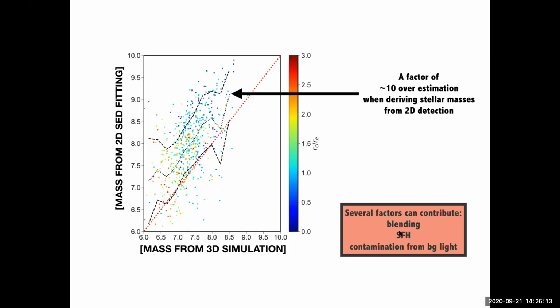And also, I told you at the beginning, I'm using a very simple star formation history. So this can also be biasing the results I get on the clumps, because clumps clearly don't follow a tau model. But all these effects get together, and at the end, what you get is this overestimation.